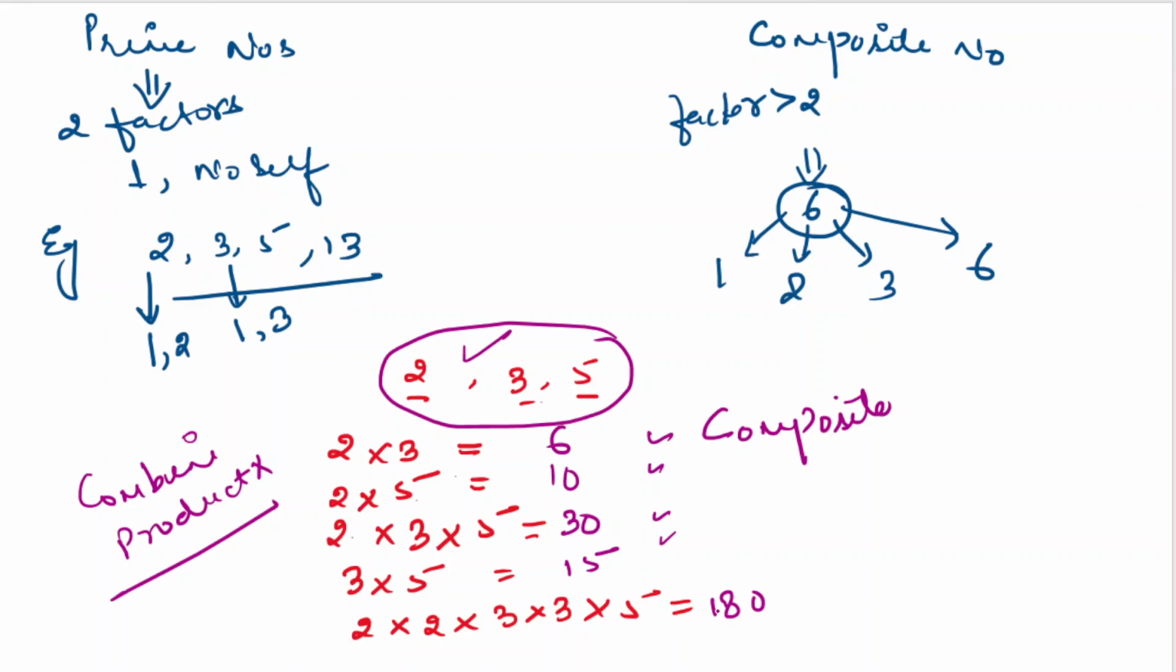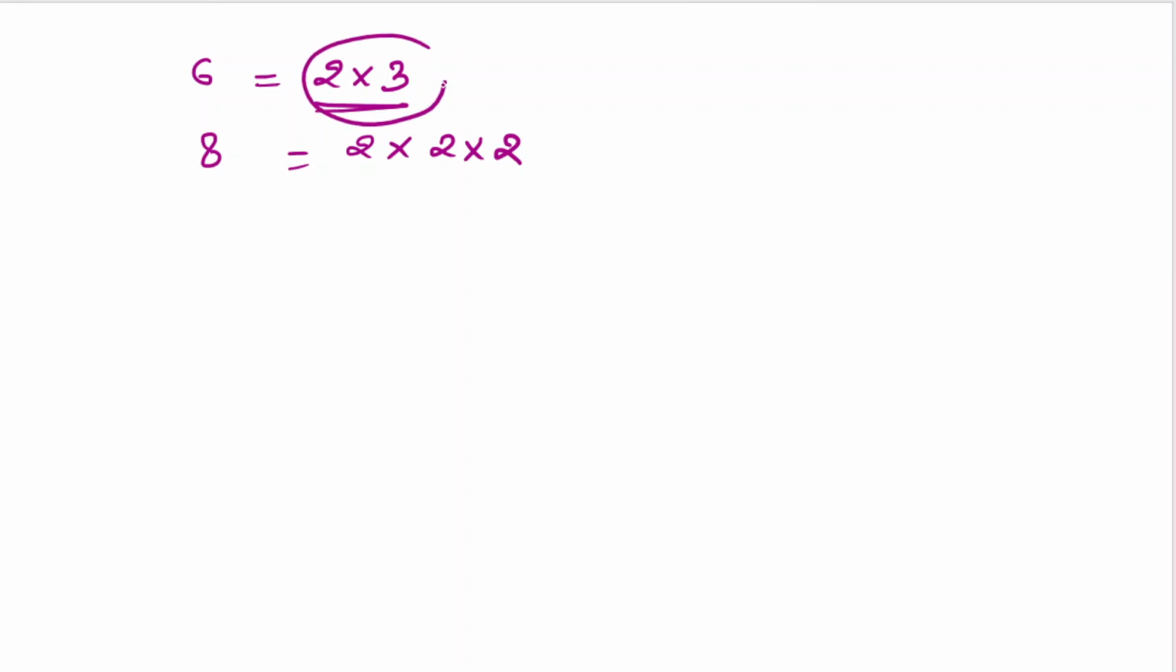But what we are saying is that for every composite number, the product is unique. Like for 6, you have only the product 2 into 3. When you multiply 2 into 3, you always get 6. You can't get 8. But when you multiply 2 into 2 into 2, you get 8. You can't get 9. So on multiplying a certain set of prime numbers, you get a different composite number. So for every composite number, the product of prime numbers is fixed. This is fixed and this is unique.